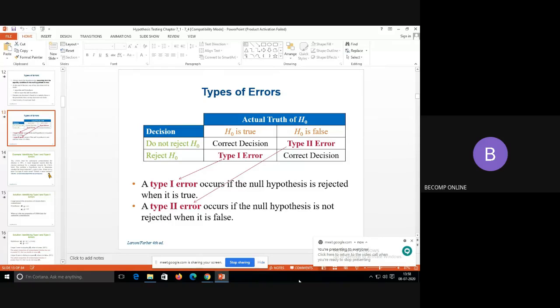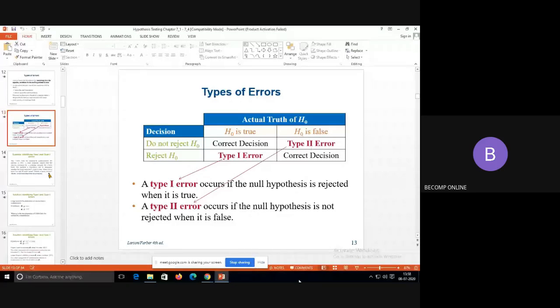So in the last lecture we have seen the types of error in hypothesis testing. I will recall this in 2 minutes and then we'll go to the next part. There are two kinds of errors: type 1 error and type 2 error. Type 1 error occurs if your null hypothesis is rejected when it is true. Your null hypothesis is actually true, but we are rejecting that particular hypothesis. So this is referred to as a type 1 error.